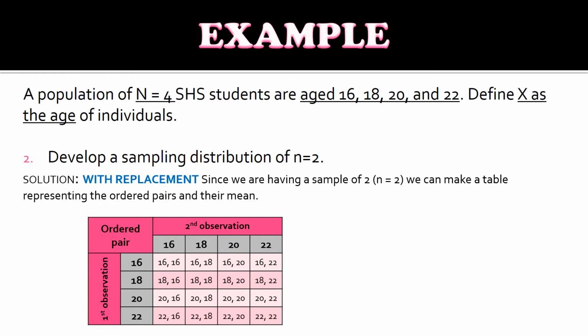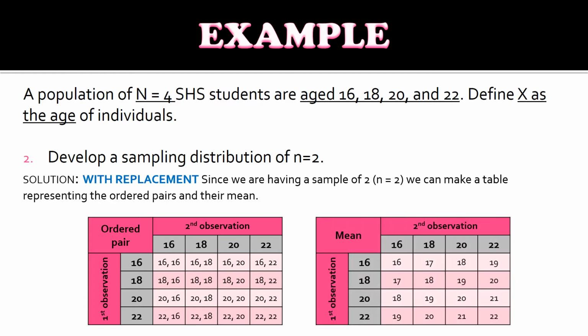We have the ages on the first observation, as with the second observation, and then we pair the two. So we have the pairs on the table. And then we get the mean for each of the pairs. For the first observation and second observation, just get the mean of the pairs. So we have the results on the table.